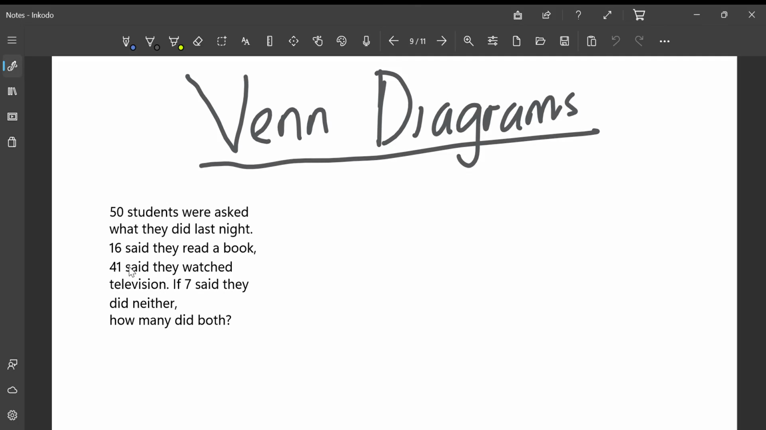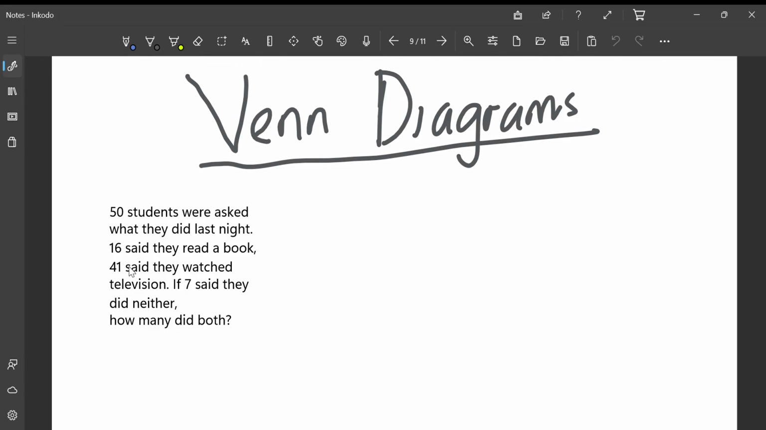What are Venn diagrams? Well, Venn diagrams are diagrams that we use to store information, and we can also use those diagrams to solve problems arising from incomplete information. So at times we can have questions that give us information about how many persons did something, how many persons did not do it, and then we might be asked to find some missing information.